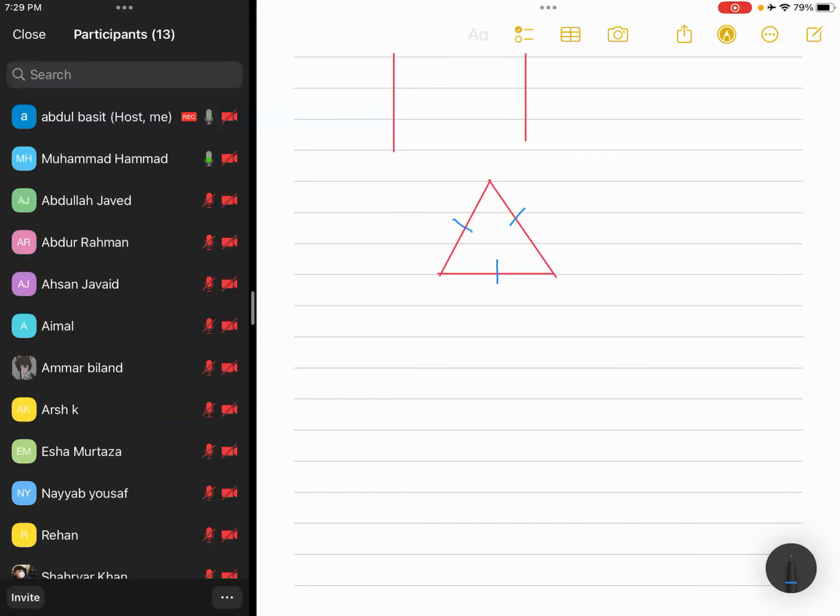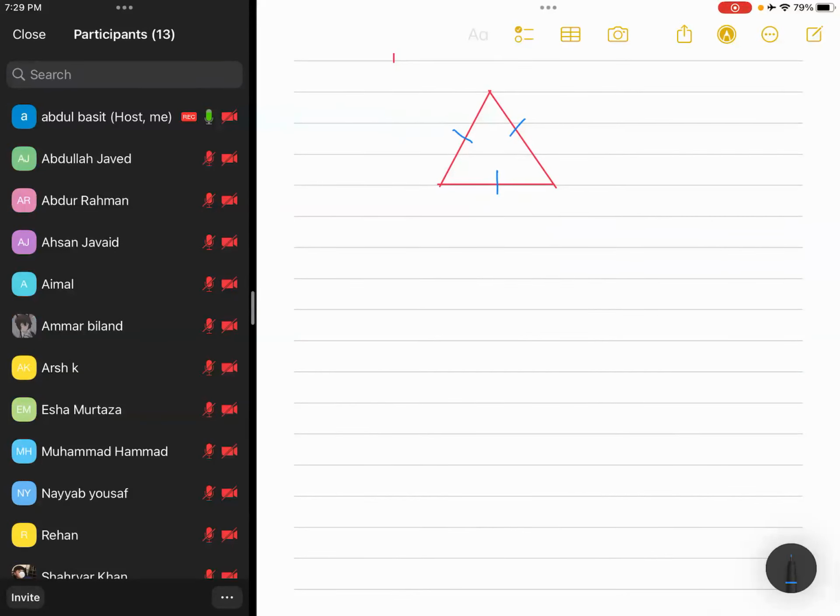Yes sir. Because all sides are same, it is an equilateral triangle. Okay, now in this polygon I will be having two things: one is the interior angle, and another one is the exterior angle.